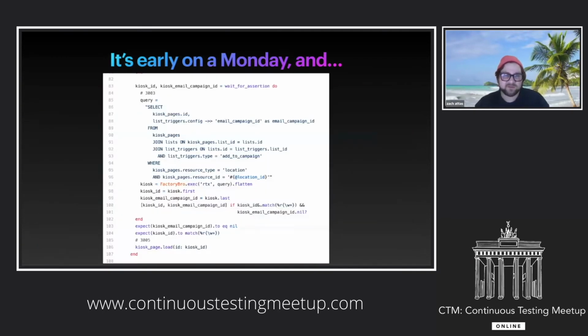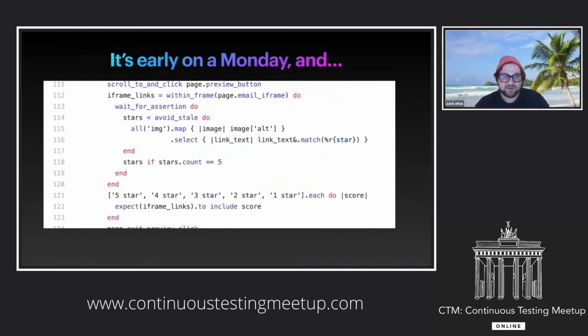You're really excited to get into those tests, go ahead and update them. And then you look at the test and you're like, what is this test doing? I thought this was a simple feature. Why is there this crazy SQL query involved in this test? I have no idea what's going on. Okay, I see the 5 stars, but I'm still not really sure what they're doing in this test. This is real Review Trackers code before I worked there.